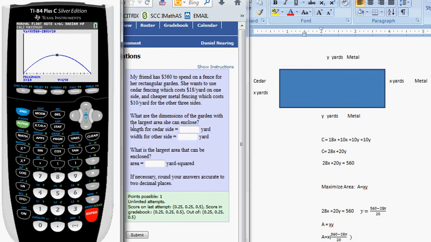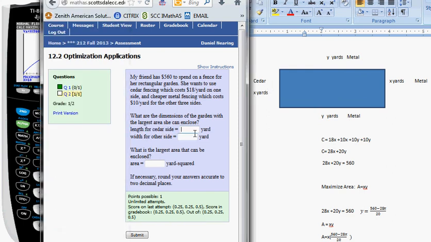So I know 2 answers. Length of the cedar side, 10 yards. The maximum area is going to be 140 square yards, but it also wants to know how to build it, so we have to figure out how many yards of metal we need on this side. So we're going to use 10 yards of cedar on this side. We're going to use 10 yards of metal here, but how many yards of metal do we do on the long side?